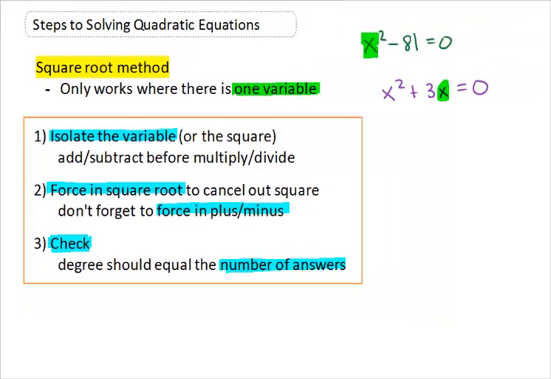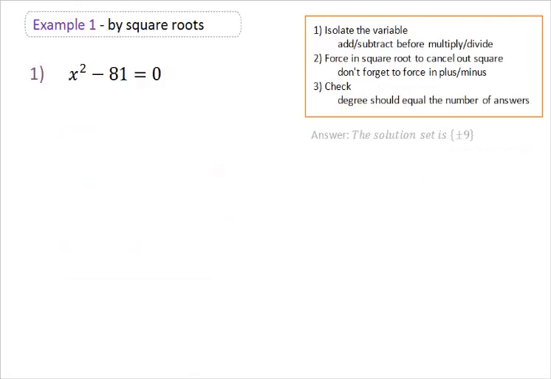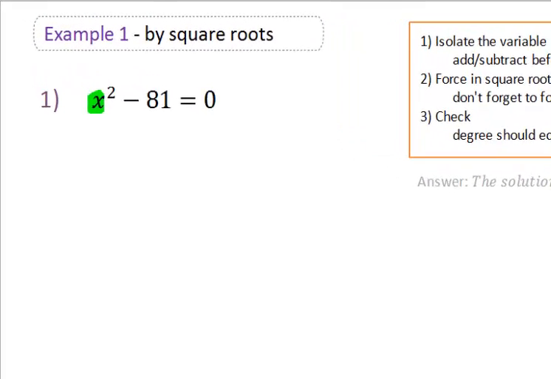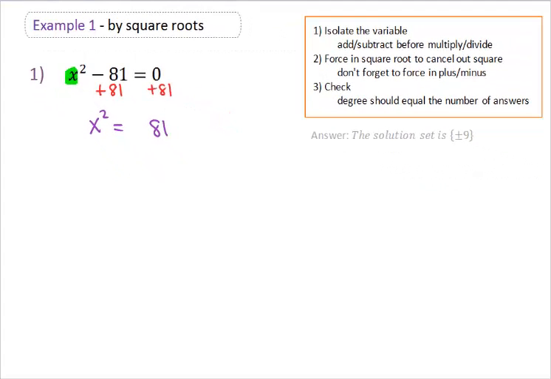Okay, let's go back to this last example here, but let's solve it by using the square root method. Now we can use the square root method on this problem because it is a single x term. So our job is to isolate the x. We do that by performing opposite operations. So I'm going to add my 81 to the opposite side. So that leaves me with x squared is equal to 81. So I have finished step number 1 in isolating the variable.